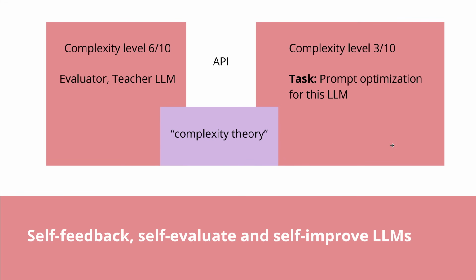Let me give you, for my green grasshoppers, a very simple explanation of what I just told you. Imagine we have here on the left-hand side an LLM. Let's call it an evaluator LLM or a teacher LLM. It is GPT-4. And this GPT-4, let's say, can handle a complexity level or causal reasoning level or logical deduction level of 6 out of 10. So really good. And then we have here our API channel. And then we have here, let's say, Mistral 7b. And Mistral 7b reaches only 3 complexity level out of 10.